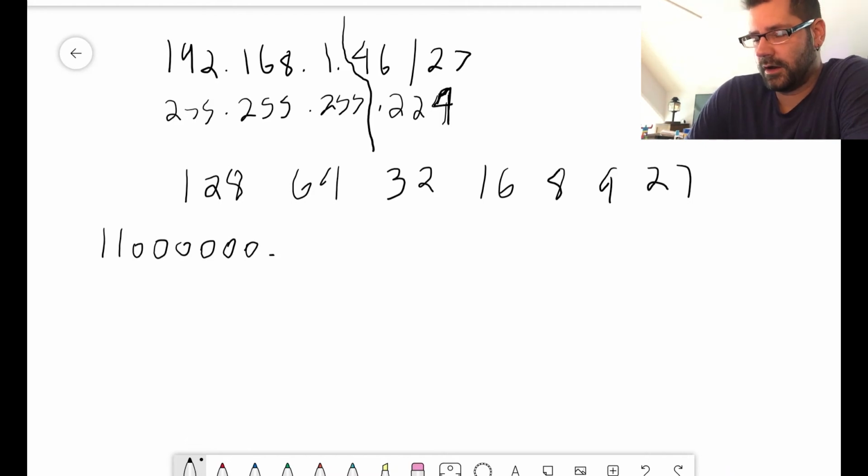168 would be 1, 0, and then 3, 4, 5. I want to say 101. So 128 plus 32 would be, so take the 2, so 30. That'd be 60. And then we're looking for an 8. So 0, 0, 1.